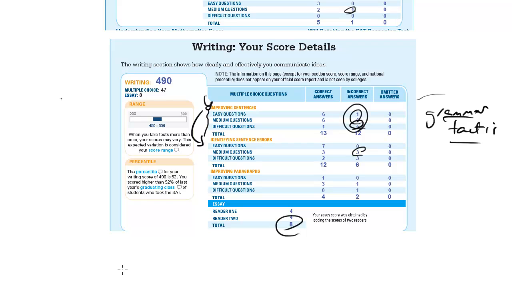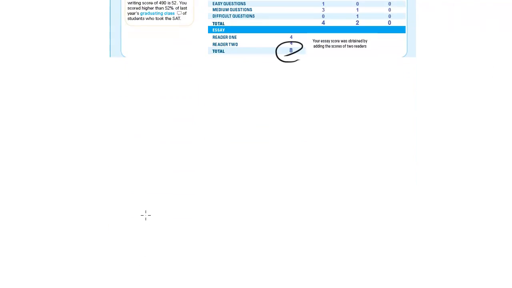Okay, so that's what a SAT audit looks like. So if you send me your score report, I will give you the same exact breakdown of your scores and give you targeted advice to help you out.